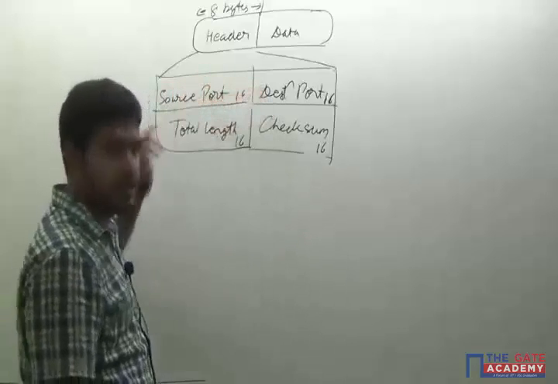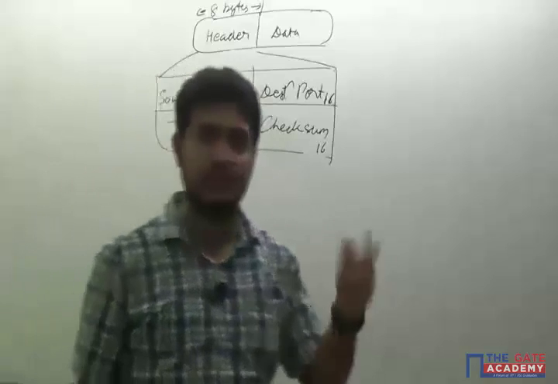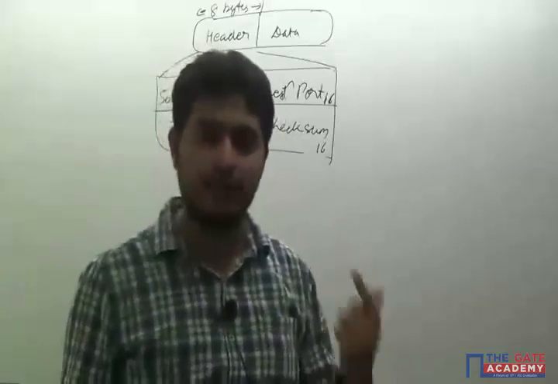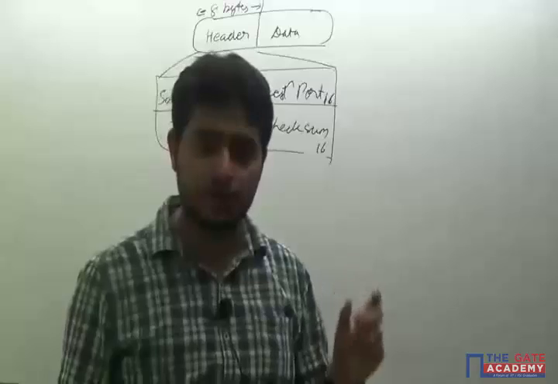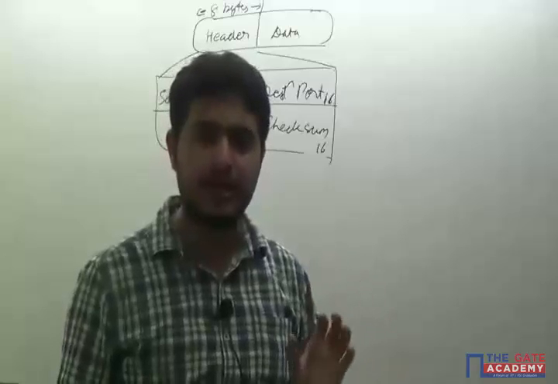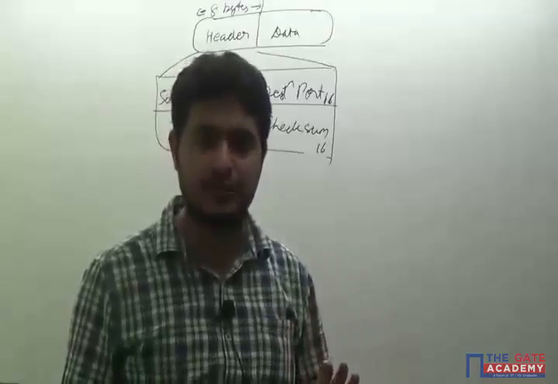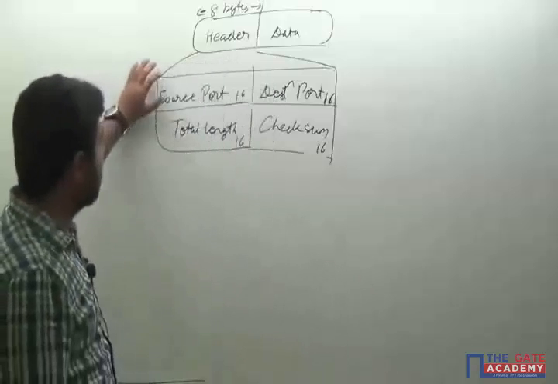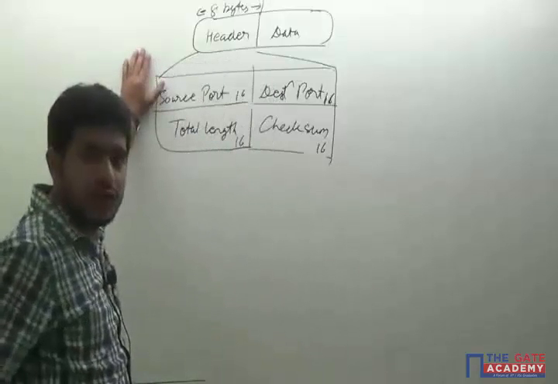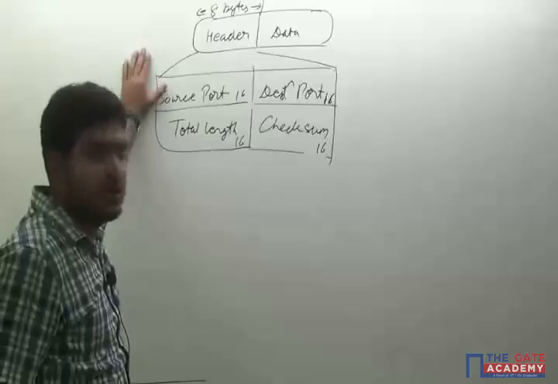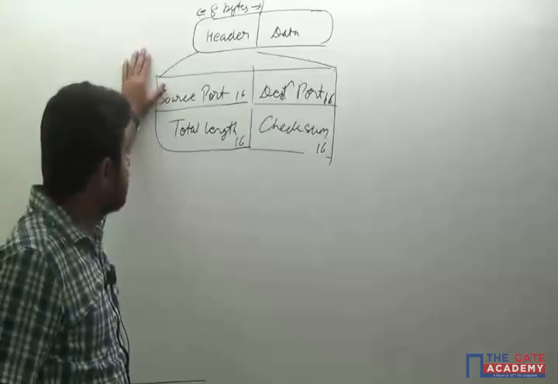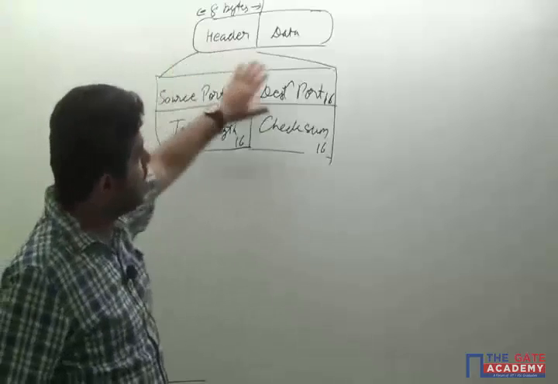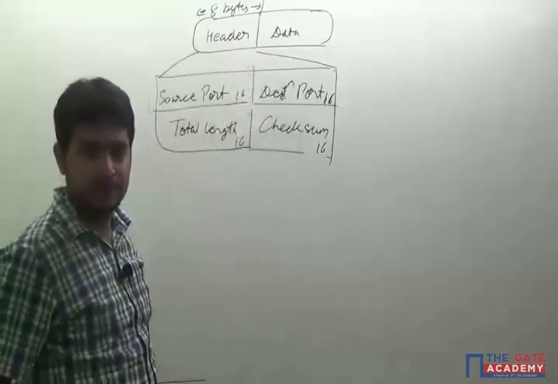So it's similar to the source IP address and destination IP address. The station that is sending will write its IP address in the source IP address field, and it will write the destination address in the destination address field. Just like that, the process that is asking for the request or the data will write its port number here and the destination port number here.